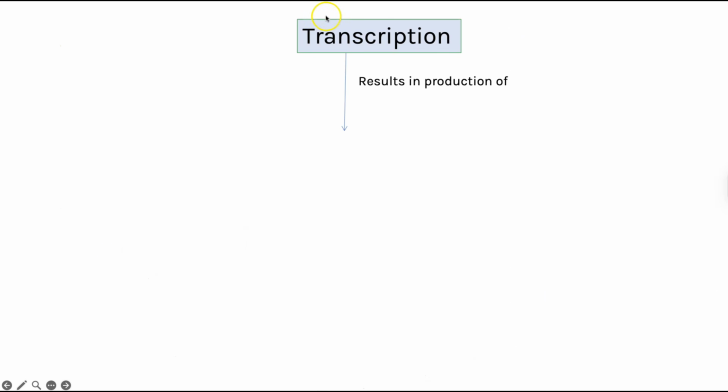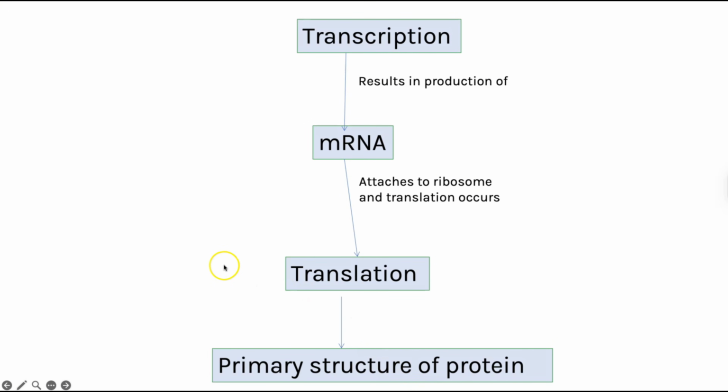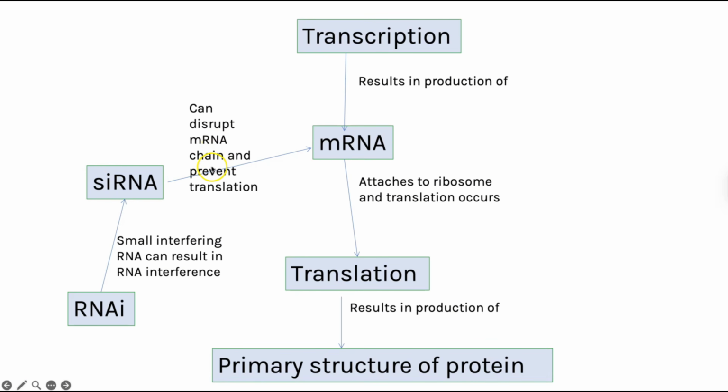So here's our flow diagram of how protein synthesis typically happens. We've got transcription, that results in the production of mRNA. mRNA is then translated, and that results in the production of a polypeptide chain. So that is how protein synthesis occurs. Now, we've already talked about transcription being prevented or initiated because of transcriptional factors and epigenetics. But here is where our siRNA or RNA interference has a role. So siRNA can cut up the mRNA to prevent translation, and therefore small interfering RNA results in RNA interference.